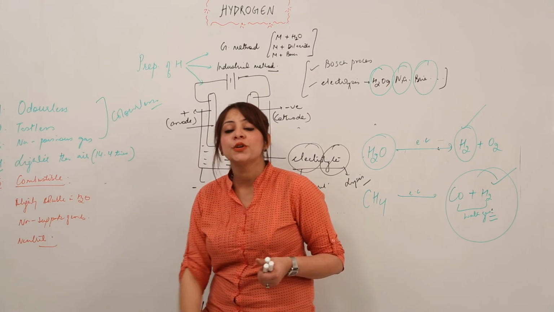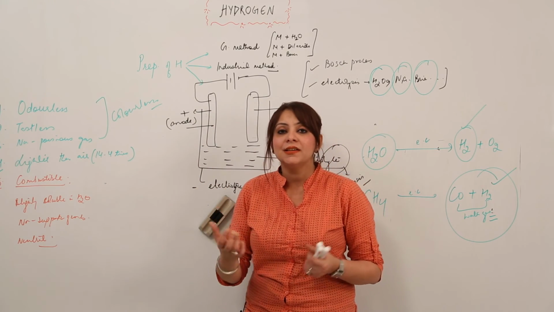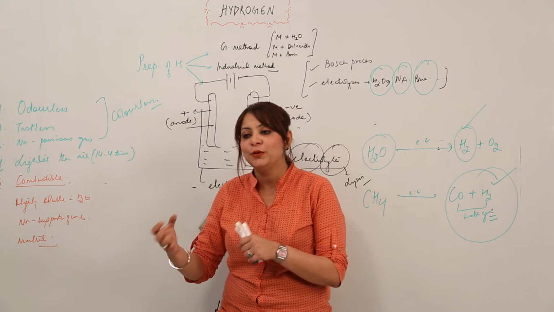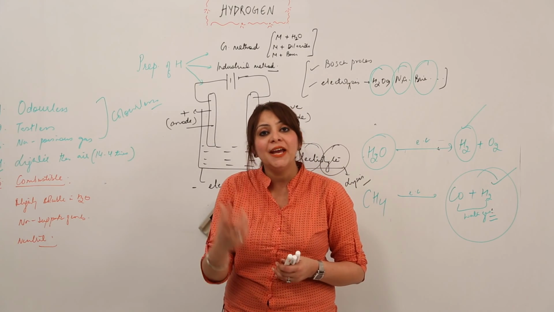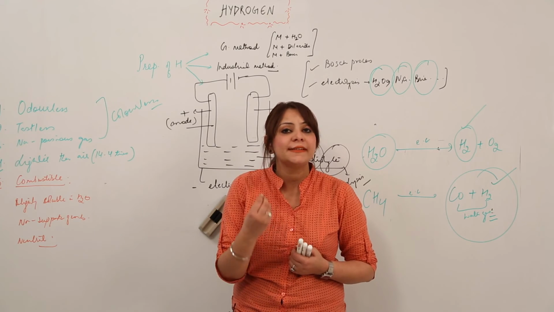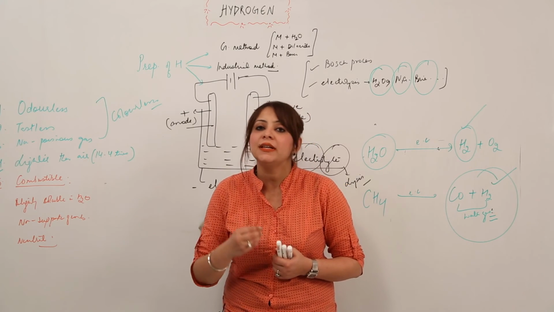And what about the pH? When you test it, it neither turns red litmus blue, nor does it turn blue litmus red. On the pH scale the value is just 7. That indicates it is a neutral gas.